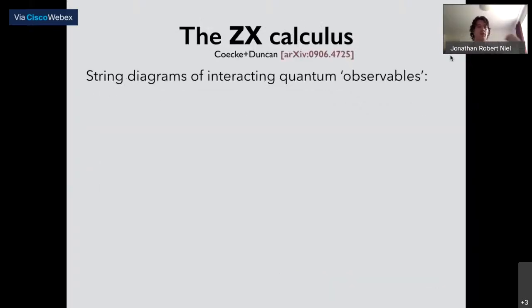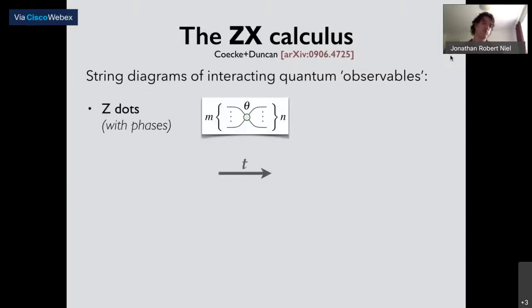So the ZX calculus, it hardly needs introduction at this point. That's the original reference. They're string diagrams representing interacting quantum observables. What we mean by observables are, for example, operations in which we have a principal role for 1 or 2 different bases in which you can store information. So we have Z dots, commonly called green dots, in which the standard basis plays a principal role, and we have a phase parameter representing part of the dynamics of what happens in that basis.